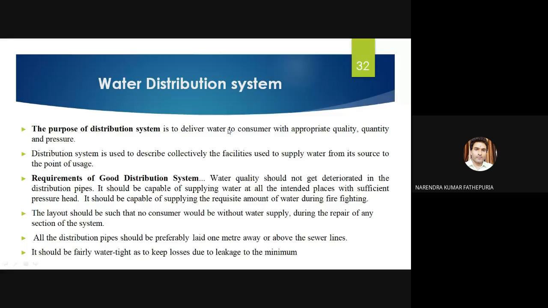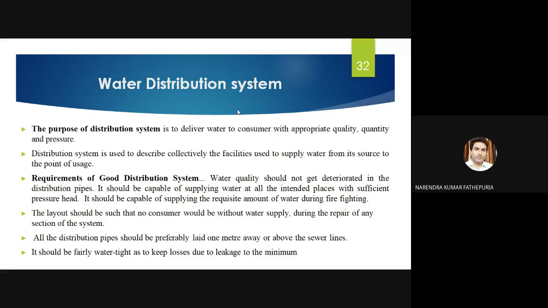The purpose of the distribution network, as I told you, is to deliver the water to the consumer with appropriate quality and quantity and pressure. Uniform pressure should be there. The quantity that we have promised should come. Suppose we have a 2 hours water supply in the morning and in the evening a 1 hour supply. Like this, we have to promise that whatever the quantity, it should reach with adequate pressure.